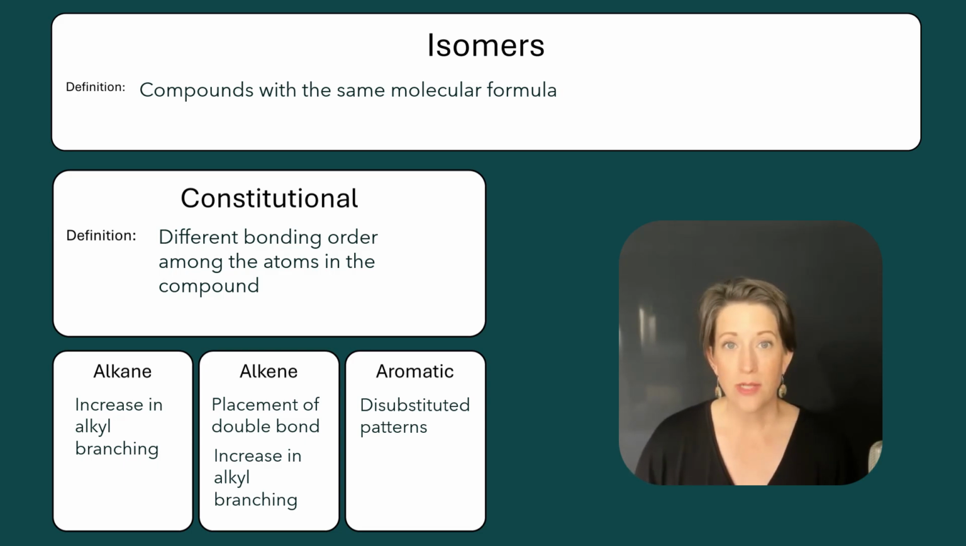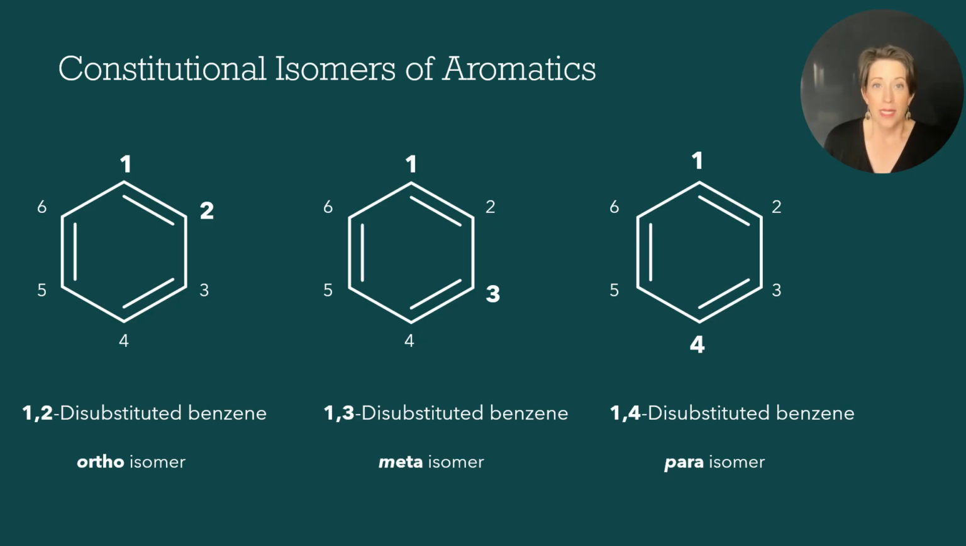Therefore, in order to have a constitutional isomer with an aromatic, we need at minimum 2 groups. So we're going to look at what are called disubstituted patterns or designations with our aromatic rings. There are 3 different special designations for our disubstituted aromatics based on how far apart the 2 branches are.